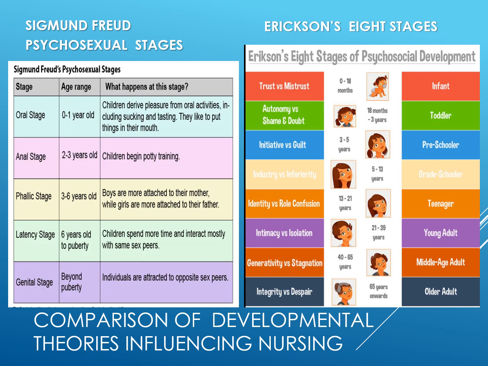Then we have autonomy versus shame and doubt, which is the toddler stage. And this age ranges from 18 months to 3 years old. The preschooler is initiative versus guilt, and that's age 3 to 5. And then we have the grade schooler, industry versus inferiority, and that's age 5 to 13.